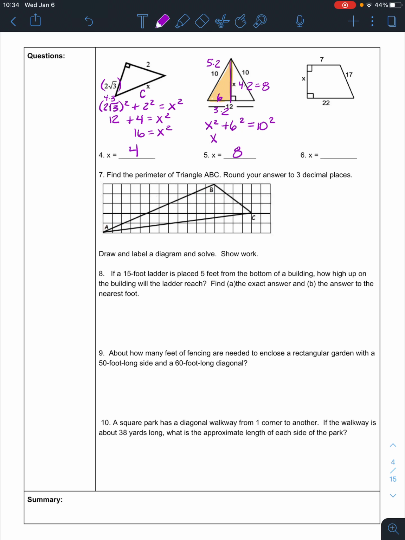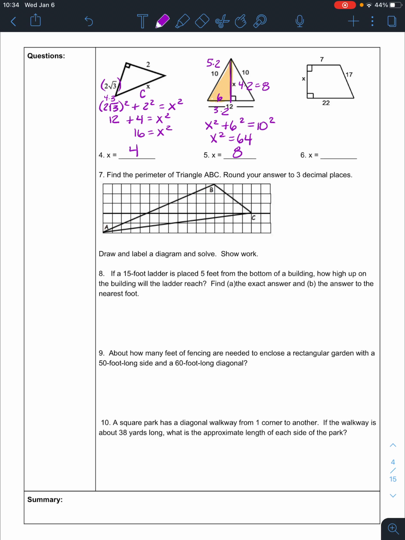You subtract 36 from both sides, you get x squared is equal to 64, or x is equal to 8. So you can end up in the same place. You just have to do a little bit more work. Now on number 6, I promise that you're going to see it again. This is a great question.